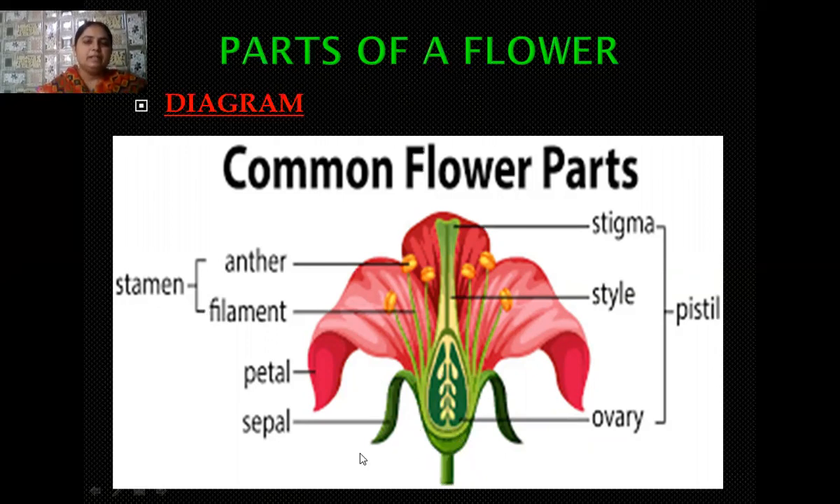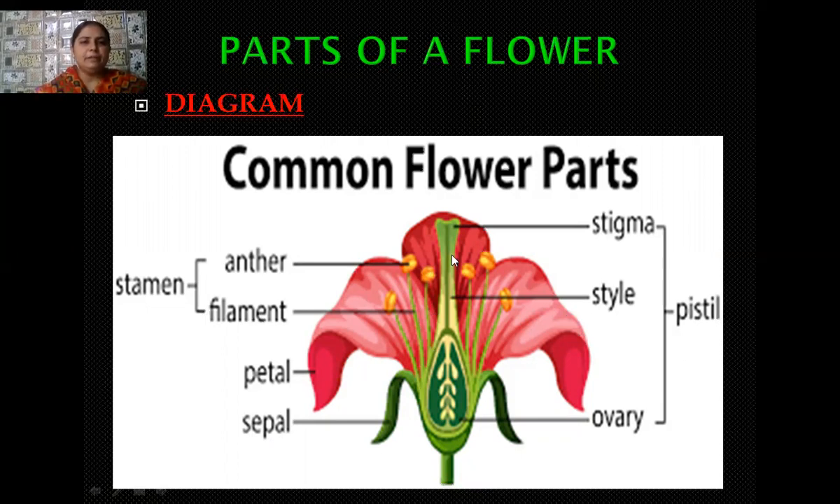The swollen portion of the pedicel is known as thalamus. Then there are green leafy structures present on the surface of the thalamus. These are known as sepals. The colored floral appendages of the flower are known as petals. And then we have the reproductive parts. So here you can see stamens. Stamen is the male reproductive organ, and it contains anther and filament.